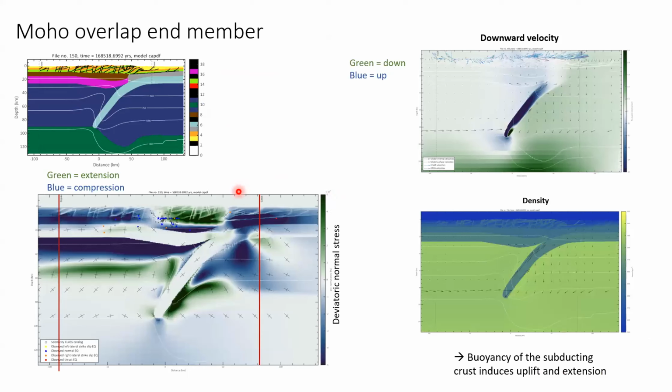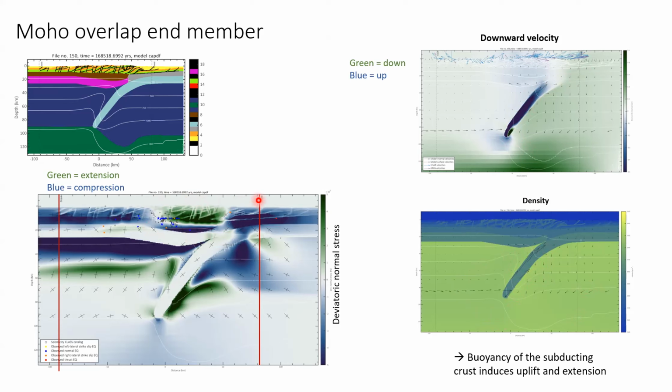Then in the second model, here I again show the deviatoric normal stress. And here we do get a larger area of extension. This area of extension is induced because of the positive buoyancy of the lower crust, which you can see better here. This is a plot of the density, where the lower crust has a lower density than the surrounding lithosphere. So there is a positive buoyancy, and the crust moves upward out of the subduction zone, and this creates this area of extension.